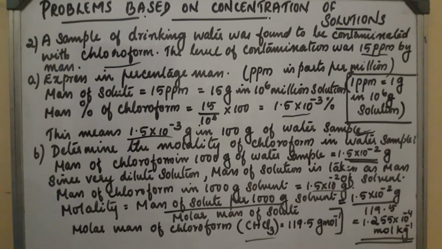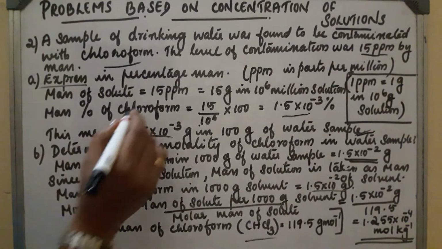1 ppm means 1 gram in 1 million of solution. That is 1 gram of solute in 1 million gram of solution. 1 million is 10 raised to 6 gram. So here the first part of the question is to express in percentage mass. That is, we have to find the percentage mass of chloroform.